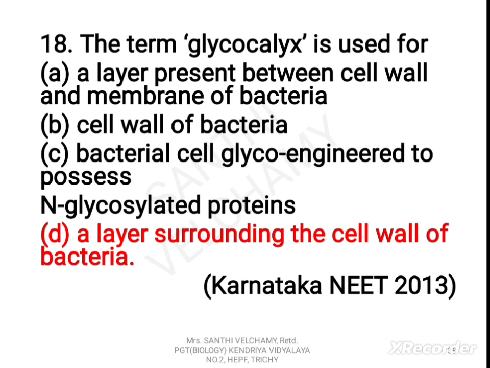Glycocalyx is a sticky, gelatinous material that collects outside the cell wall of bacteria to form an additional surface layer. So when this layer is firmly attached to the surface of the cell, it is called a capsule. If it is loosely distributed around the cell, the glycocalyx is called a slime layer.